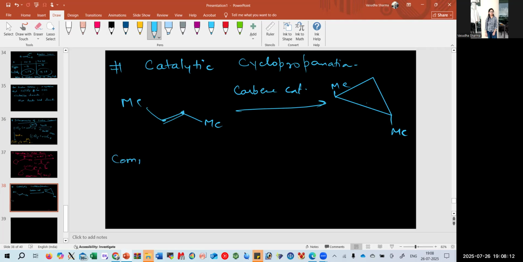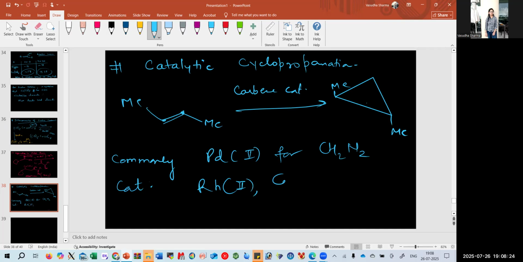So commonly the catalyst that has been used is palladium-2 for diazomethylation, rhodium-2 with copper iodide for N2OR, diazoester can be rewritten as -10. This one.